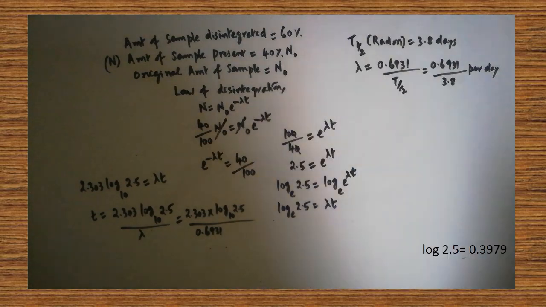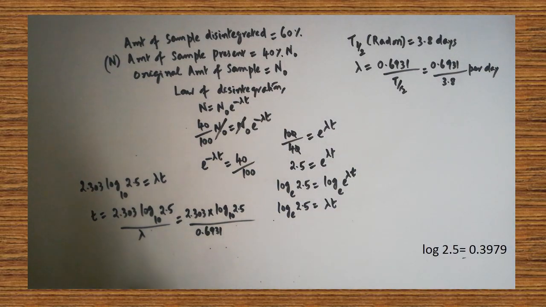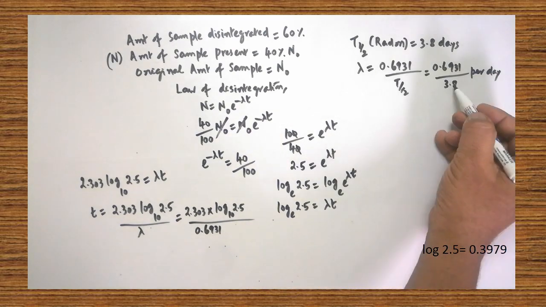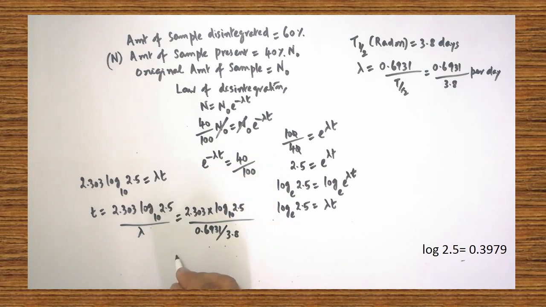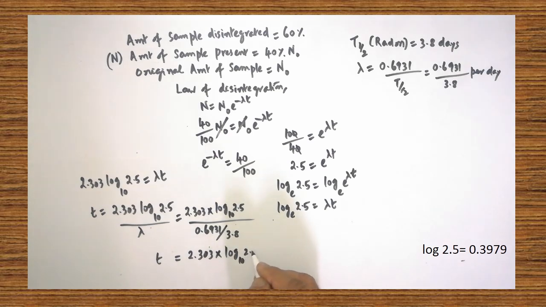After that, this value must be reciprocated. 0.6931 divided by 3.8 must be substituted. The next step we can write like this: 2.303 into log to the base 10 of 2.5, whole divided by 0.6931. This 3.8 could be taken to the denominator. From the log book, find out the value of log of 2.5 and calculate.